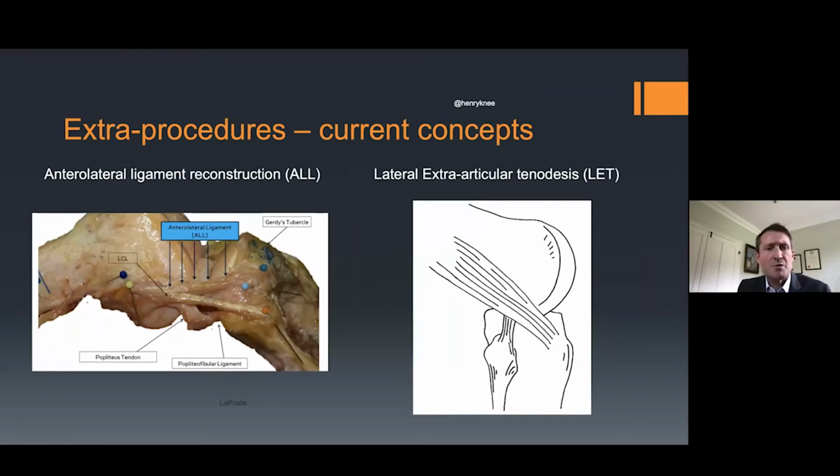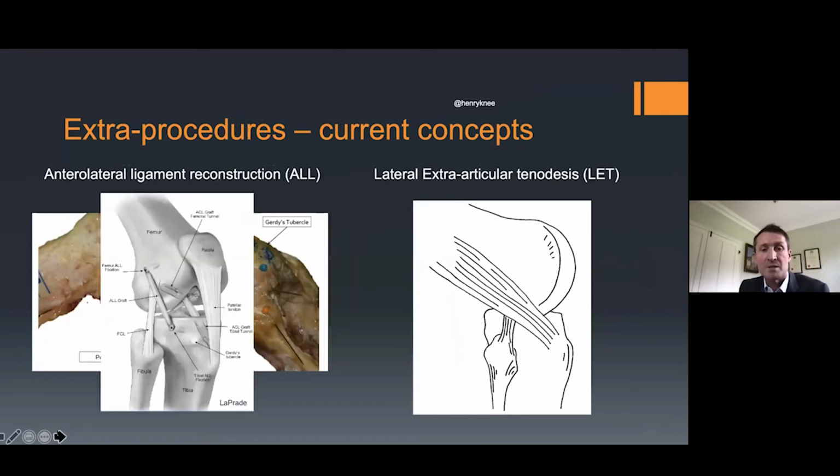There are two ways of doing this, and I suspect they will be arguing in the States about this now, about which one to do. Every surgeon has their preference, but firstly, there's an anterolateral ligament reconstruction, which is putting back a supposed anatomical structure. And secondly, it is using a strip of tissue that is already there here on the right-hand side, known as the iliotibial band.